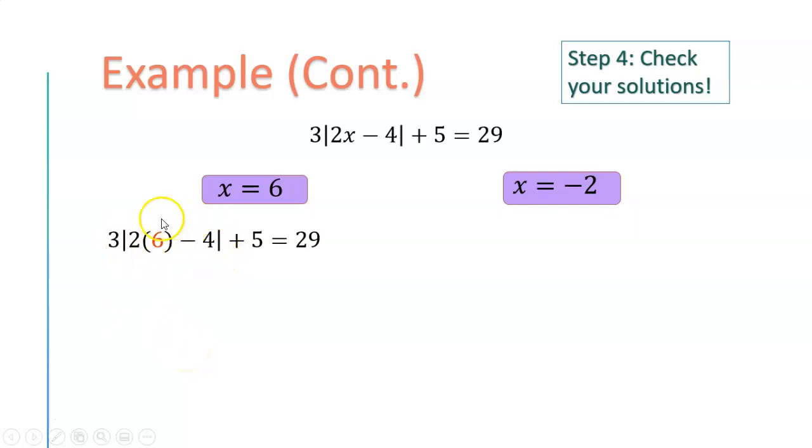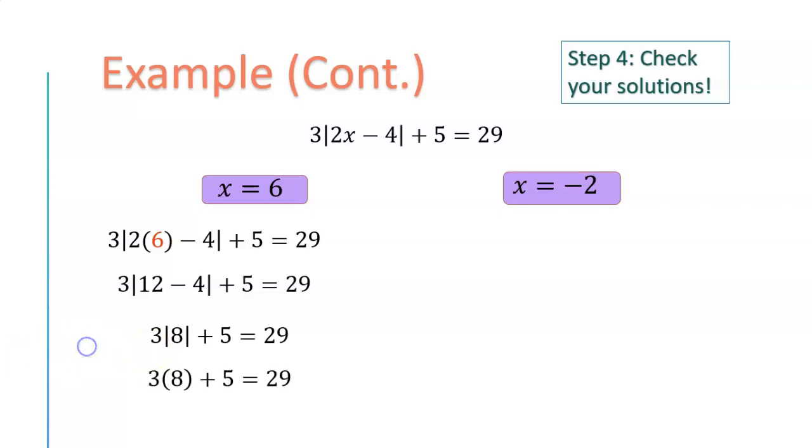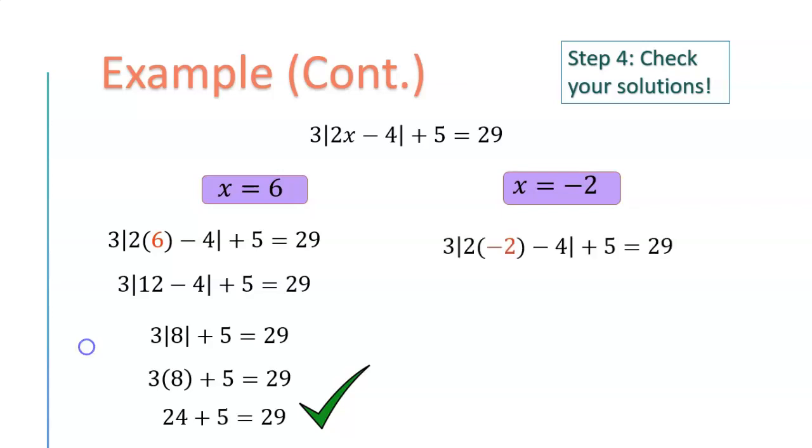First step would be to simplify inside the absolute value symbol. So 2 times 6 is 12, and then 12 minus 4 is 8. Once I get the absolute value down to just one number, I can take the absolute value of that number in order to continue. The absolute value of 8 is 8 because it's 8 spaces away from 0. And then I can finish. 3 times 8 is 24, and 24 plus 5 is equal to 29. So x equals 6 is one solution to that equation.